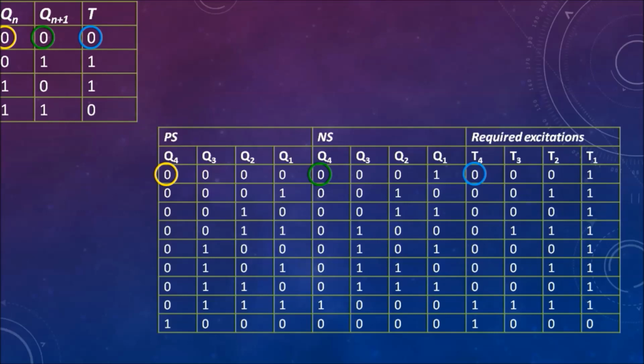Now similarly, if the present state Qn is 0 and the next state is 1, then the required excitation must be 1 according to the excitation table. Similarly for 1 and 0, the excitation would be 1, and for 1 and 1, if Qn and Qn plus 1 are 1 and 1, then the required excitation should be 0. And similarly you can do it for all these states here.